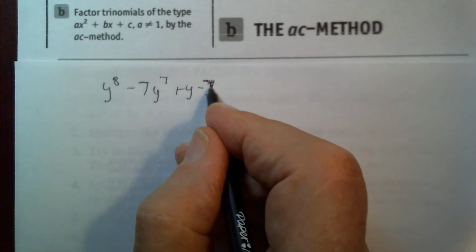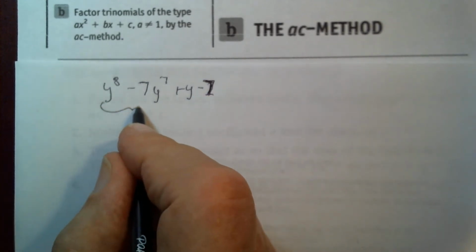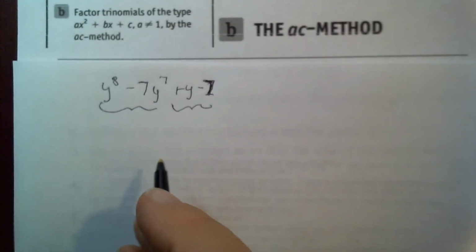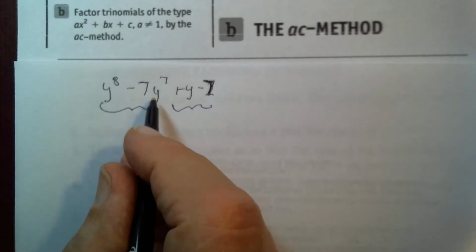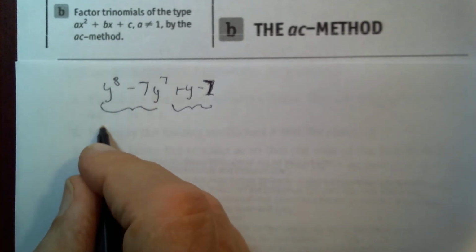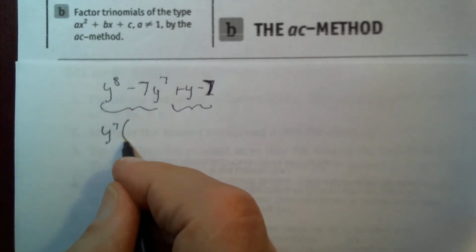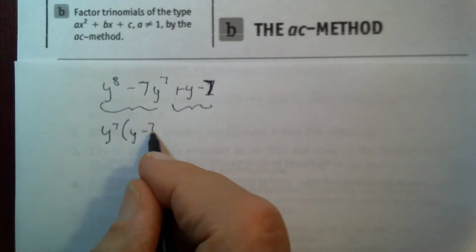Okay, so remember how it goes. We take one group, and here's the second group. We factor the greatest common factor from the first group, which is y to the 7th. So we factor y to the 7th. That leaves us a y, or y to the first power, and minus 7.